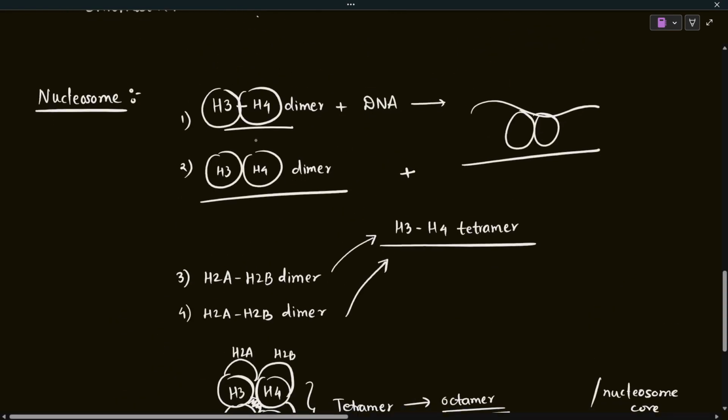So H3, H4 dimer, then another H3, H4 dimer comes and forms the H3, H4 tetramer, and then again an H2A, H2B dimer comes and the other H2A, H2B dimer. So this is the order, and it is a very important thing to remember.